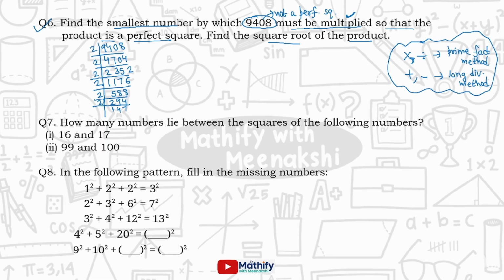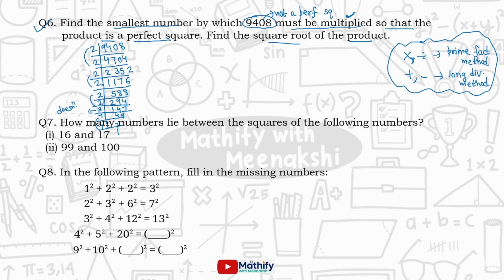So just see, can we divide it by 3? For that, you have to take the sum of digits. 1 plus 4 is 5, 5 plus 7 is 12. Yes, the sum is divisible by 3, so the number is also divisible by 3. 3 into 4 is 12, 3 into 49 is 147. So 49, and 7 square is 49. Just see that 2 has a pair, 2 has a pair, 2 has a pair, 7 has a pair, but 3 doesn't have a pair.